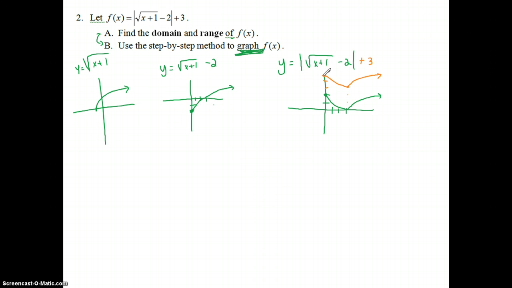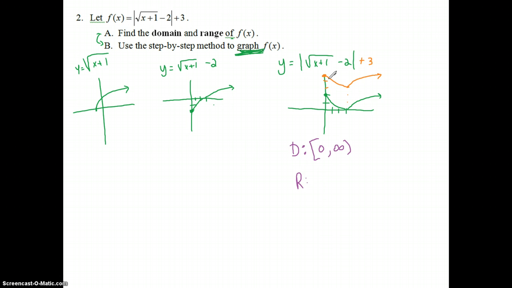Alright, so now that we drew the graph, we can easily determine the domain and range. So let's go and do the domain and range. We're looking at this orange graph here, okay? So the domain is going to be the x values. Well, we see it starts at 0 and goes on to infinity. So our domain is going to be 0 to infinity.